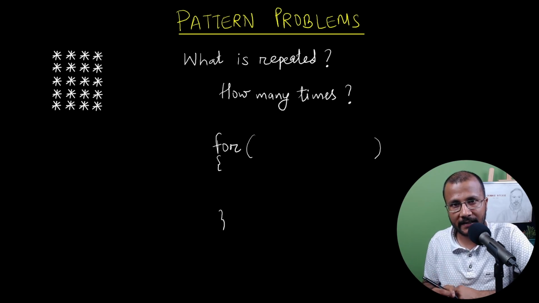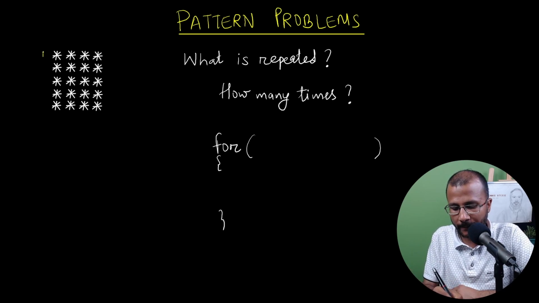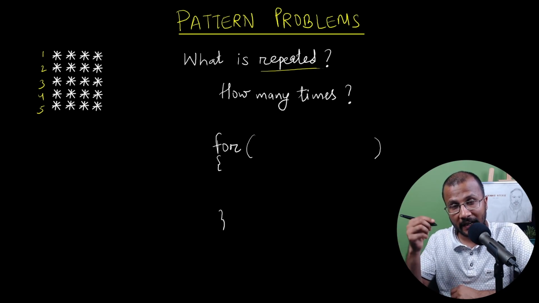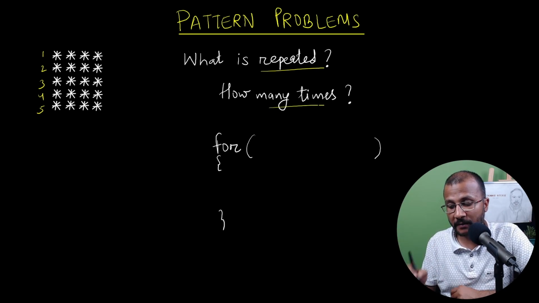First of all, we have this pattern wherein we are displaying the sequence of stars in multiple lines. In this case, we have 5 lines: line number 1, line number 2, line number 3, line number 4, and finally line number 5. Whenever you have this kind of pattern problem, the question you need to ask yourself is, what is the pattern? Identify the pattern first, and then find out how many times that pattern is being repeated.